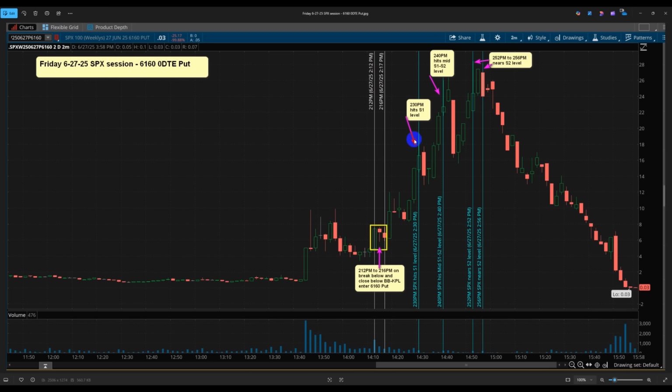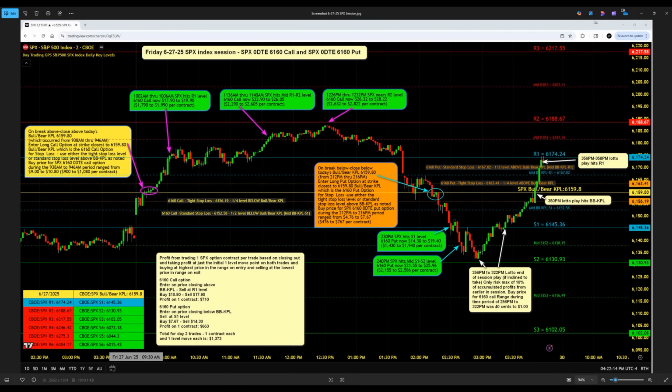The idea is to take profits on level-to-level management, then look for the next trade setup, and then gauge that depending on how much time is left as to whether you're going to be taking a lotto play or a regular play, and again, just taking level-to-level trade management.